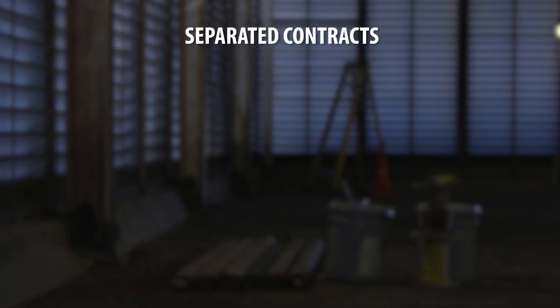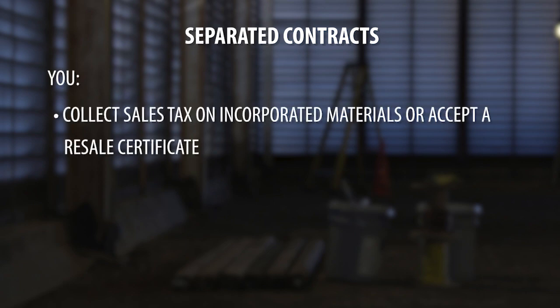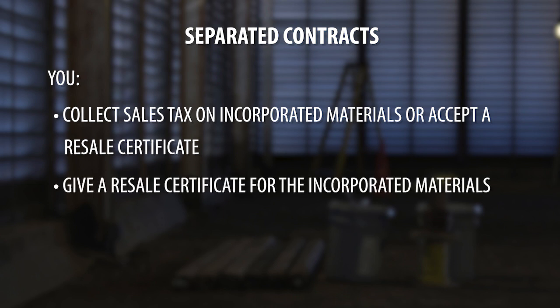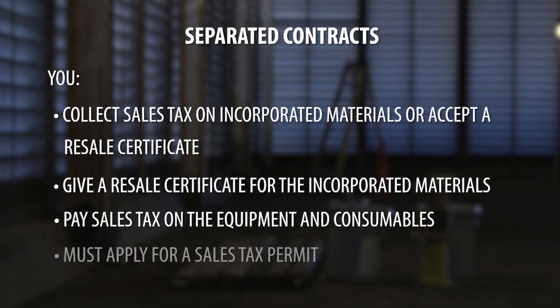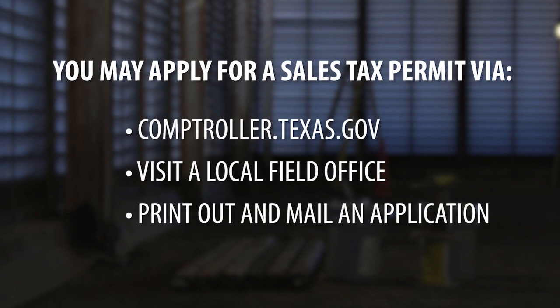For separately stated contracts, you must collect the sales tax on incorporated materials or accept a resale certificate from your customer. You must give a resale certificate when you buy incorporated materials. You must pay sales tax when you buy equipment or consumables, and you must get a sales tax permit. Again, if you bill your customer using a separated contract, you must apply for a sales tax permit. You can apply online on our website, visit one of our local field offices, or print an application which is available on our website.